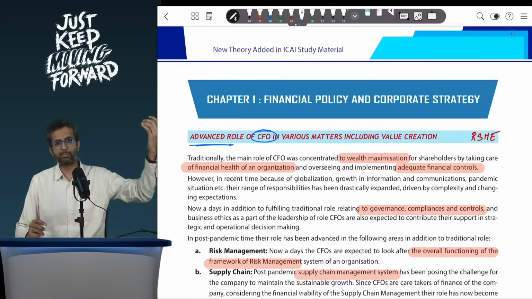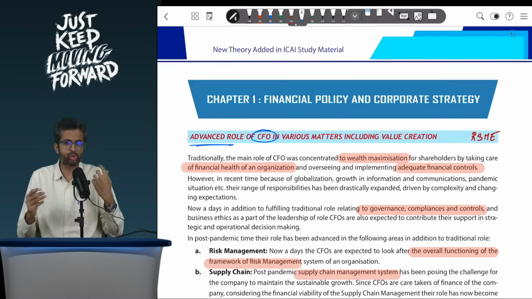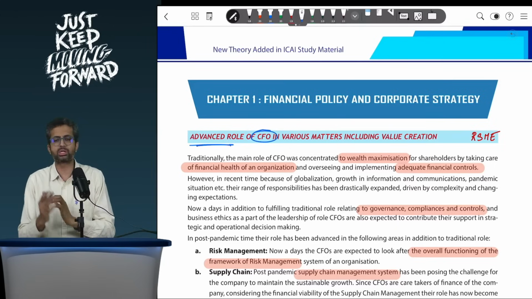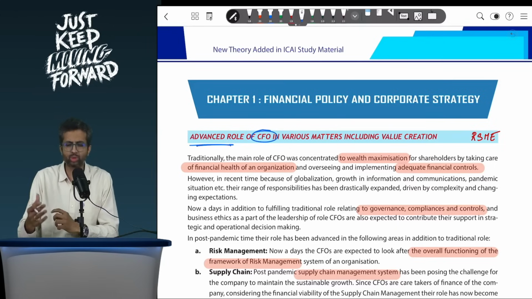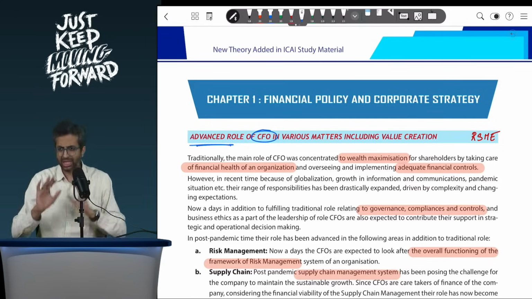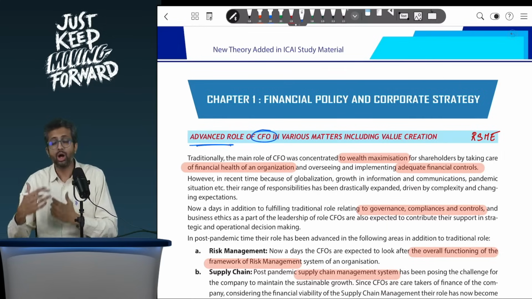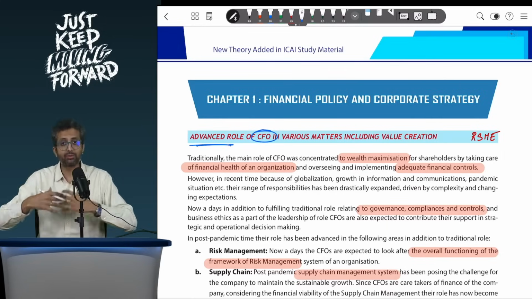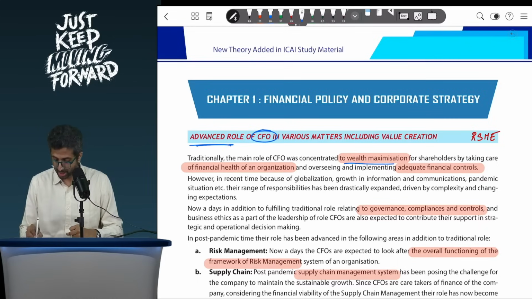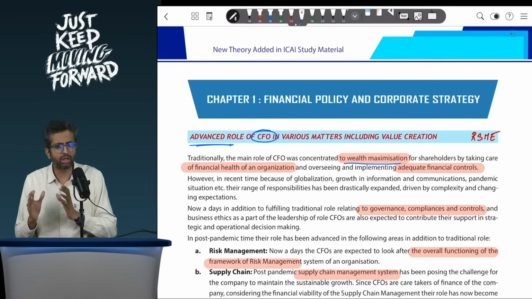You will grow up to probably become a CFO. Usually the objective of a CFO, like you study in your Inter CA FM, is to maximize wealth. That has traditionally been the role of the CFO, which is still the role. But now the role of a CFO expands beyond that as well. So yes, wealth maximization, managing internal controls, etc.